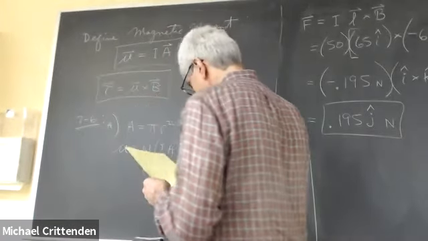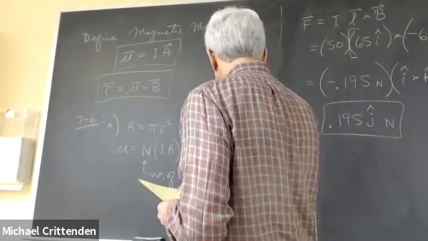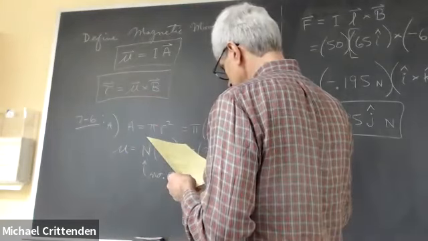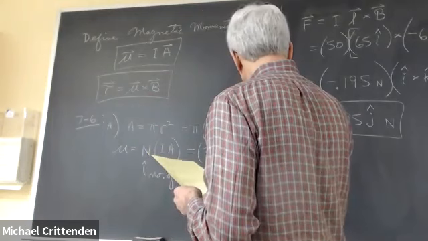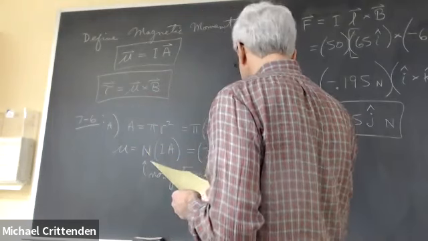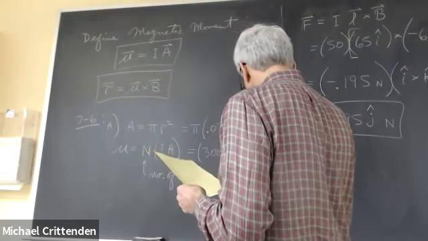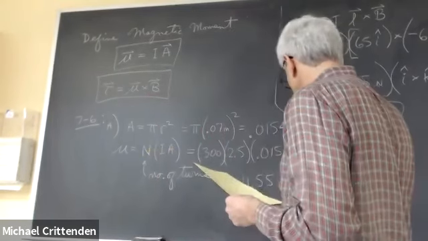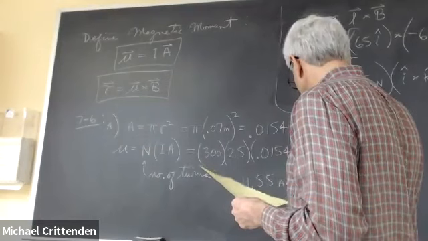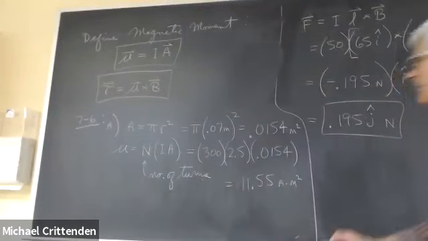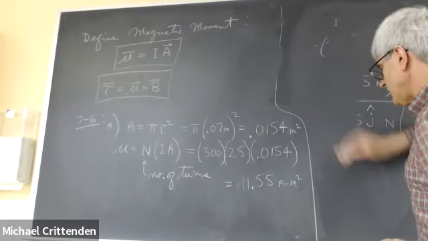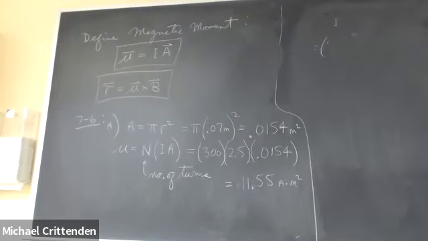300 turns, 2.5 amps, 0.0154 of a square meter for the area. The magnetic moment would have units of current times area, amps times square meters. The number of loops, the 300, is just a dimensionless number.